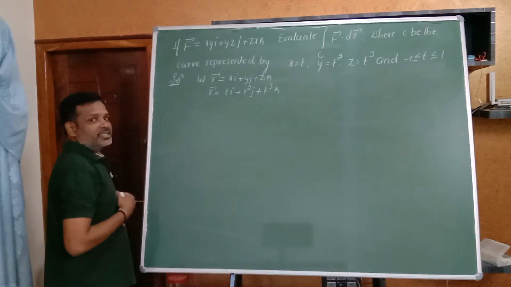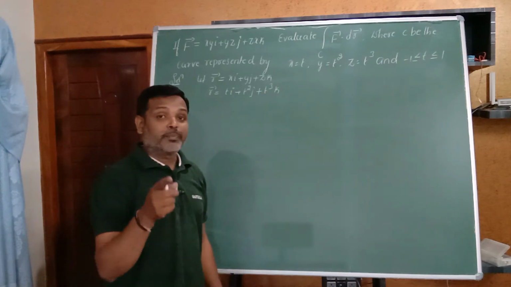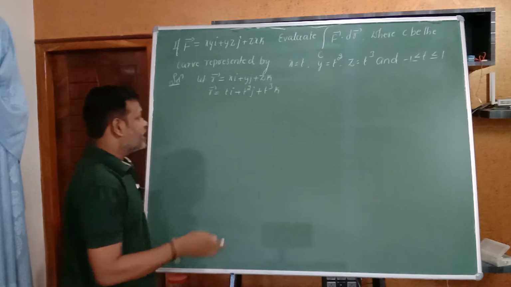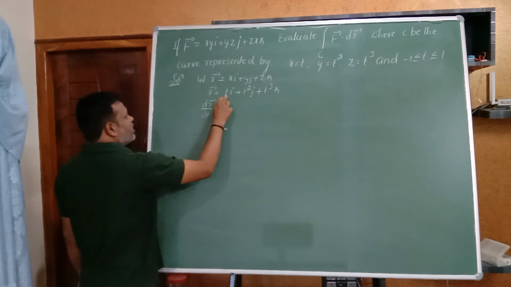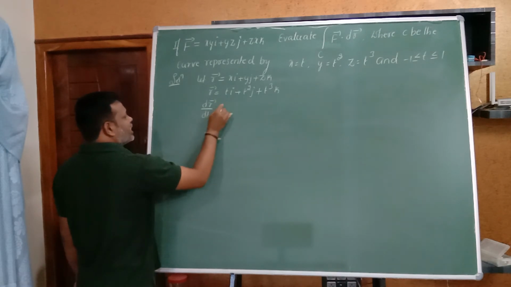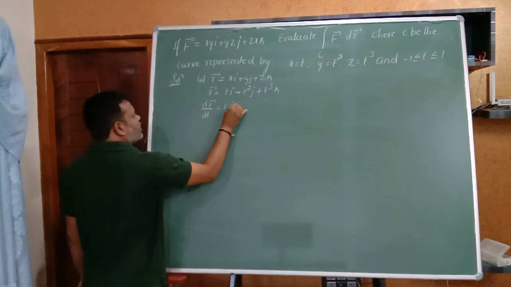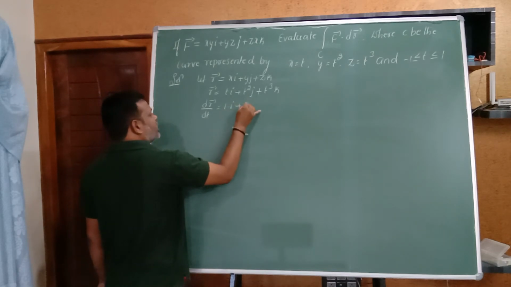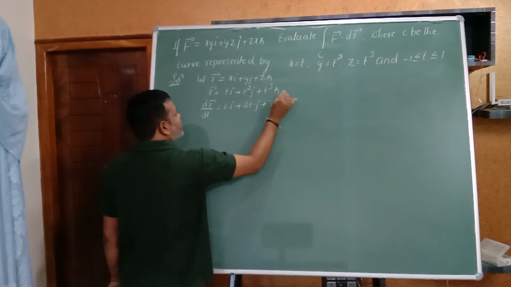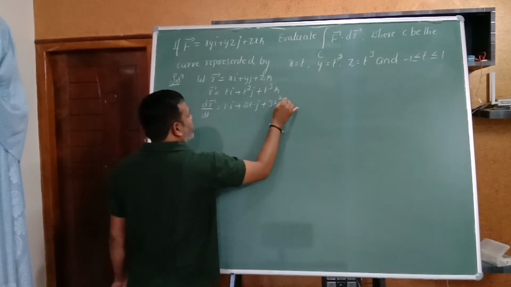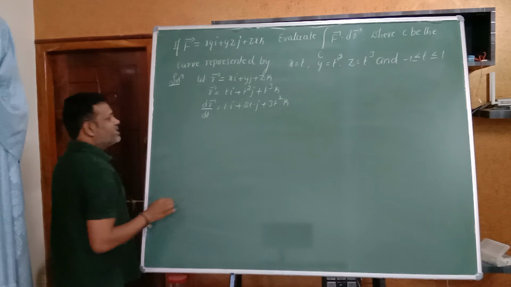After getting this, the next step is to find dr by dt. So dr vector divided by dt. Just differentiate as usual. The derivative of t with respect to t is 1 into i, plus t square gives 2t into j, plus t cube gives 3t square into k. This is dr by dt.